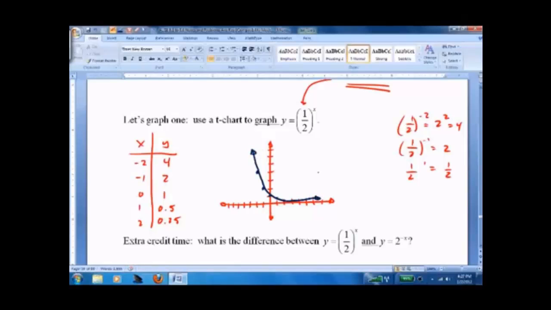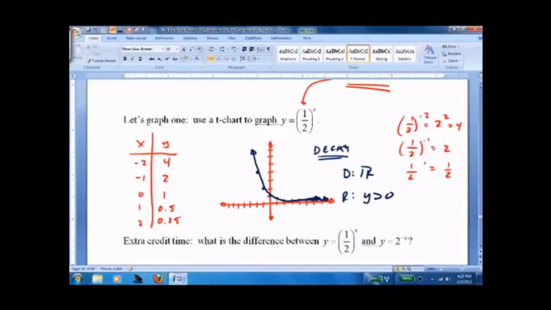So this is exponential decay. And its domain is all reals. You can put any x value in. You're not going to blow up the calculator. And its range is y is greater than 0. It never actually hits 0. It keeps getting closer and closer and closer. My line here should actually be more like this. It gets closer and closer to the x-axis.